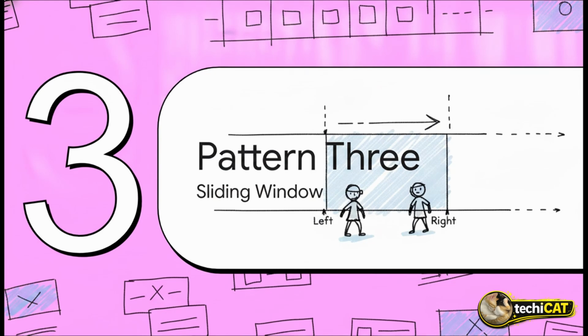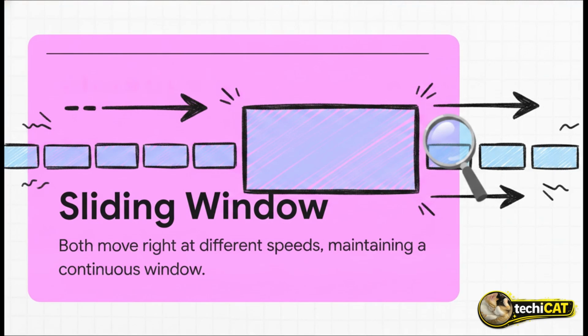Pattern 3, the sliding window. The sliding window is actually a specific, super powerful variant of the same direction pattern. Here, both pointers are moving right at different speeds, but their primary purpose is to maintain a continuous subset, or a window, of data between them. You expand that window by moving the right pointer to include more data, and you shrink the window by pulling the left pointer forward to exclude data whenever a certain condition gets broken. It is just a fantastic way to scan through contiguous subarrays without constantly recalculating overlapping elements.